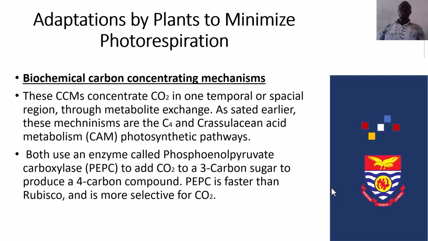Biochemical carbon concentrating mechanisms. These CCMs concentrate carbon dioxide in one temporal or spatial region through metabolite exchange. As stated earlier, these mechanisms are the C4 and the crassulacean acid metabolism (CAM) photosynthetic pathways. Both use an enzyme called phosphoenolpyruvate carboxylase to add carbon dioxide to a 3-carbon sugar to produce a 4-carbon compound. PEP-C is faster than Rubisco and is more selective for carbon dioxide.